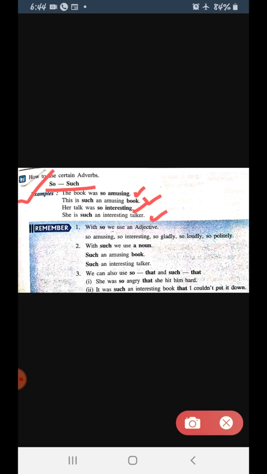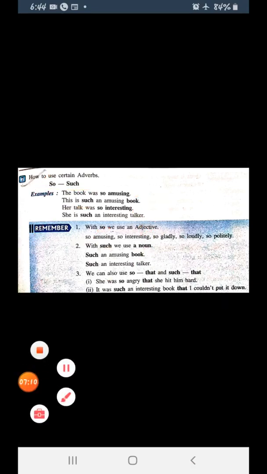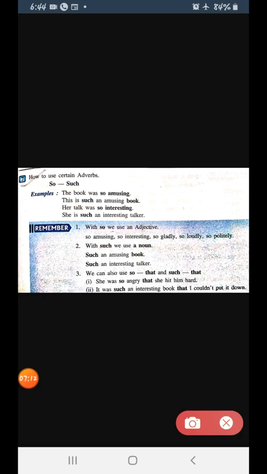Okay. So now here, remember, we use so with adjectives. Yes, we use so with adjective. Now see here. Example number 1. The book was so amusing. Now amusing is an adjective. Fine. So what will we use? We will use so.